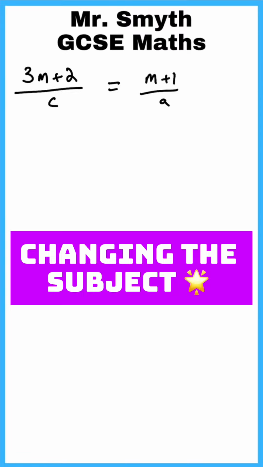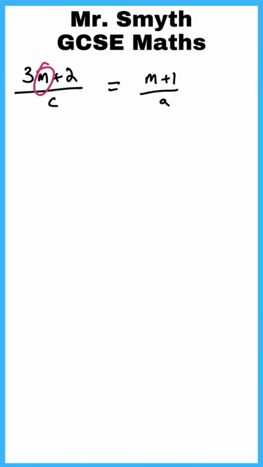In this rearranging equations question, we've got quite a lot going on, but we want to make m the subject of the equation. But you can notice that there's m in both sides, which makes this a little bit tricky. So what I'm thinking is let's cross multiply and get rid of this c and this a, because we don't want the fractions there.